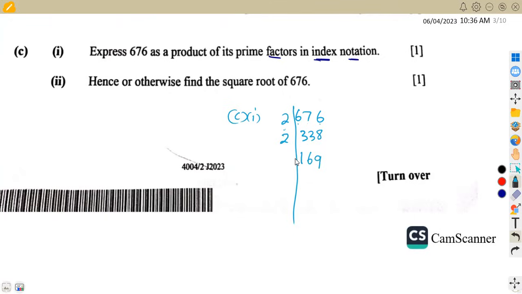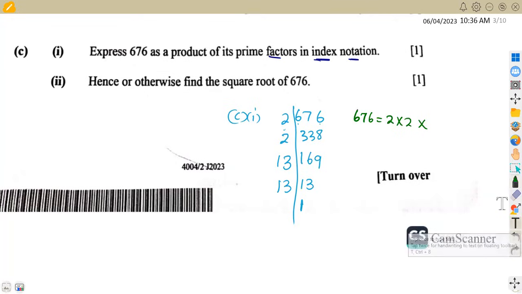As you can see, 2 is limited, 3 is limited, 5 is even limited. Which number now are you going to use? That will be 13. 169 divided by 13 gives us 13. 13 divided by 13 is 1. So this is 676 as a product of its prime factors. It means that 676 is equal to 2 times 2 times 13 times 13.